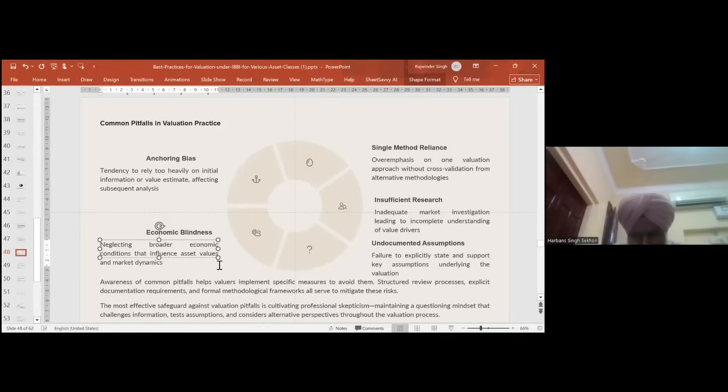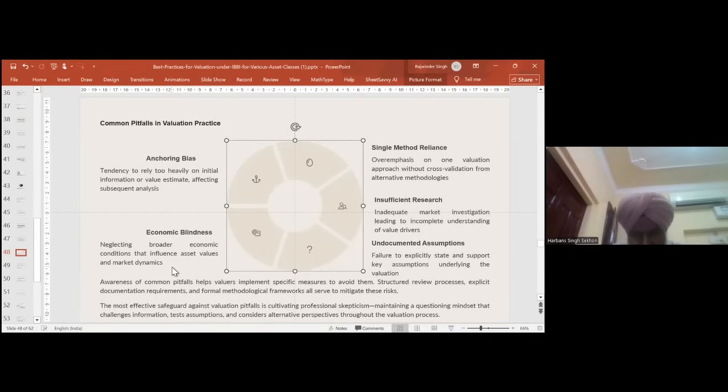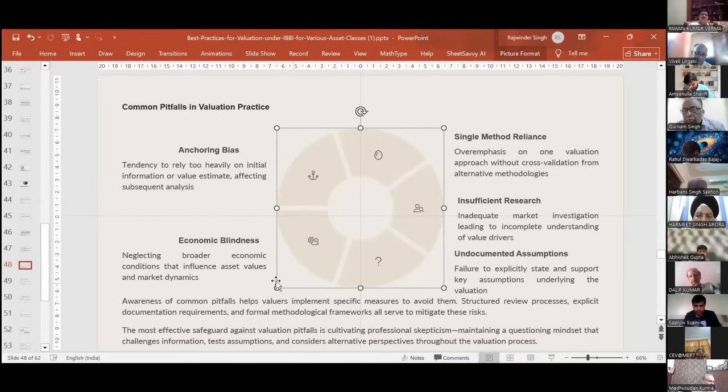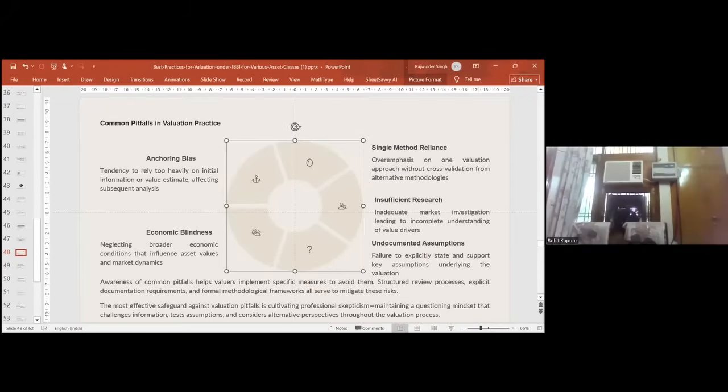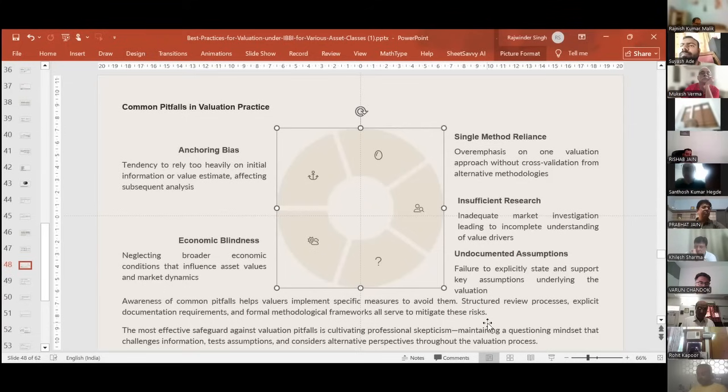Neglecting broader economic conditions at the local and national levels that influence the asset value and market dynamics. Please do not ignore that. So these five things have to be taken into consideration while you are doing valuation. Awareness of common pitfalls helps valuers implement specific measures to avoid them. Structured review processes, explicit documentation requirements, and formal methodological frameworks all serve to mitigate these risks.